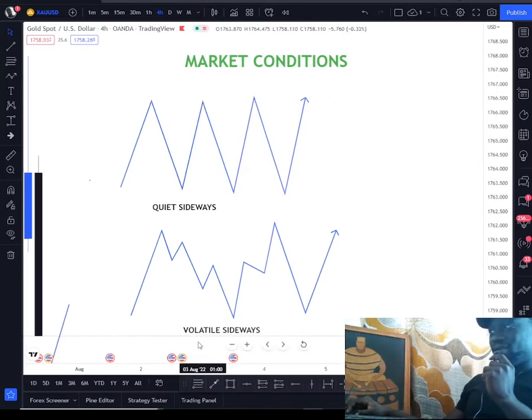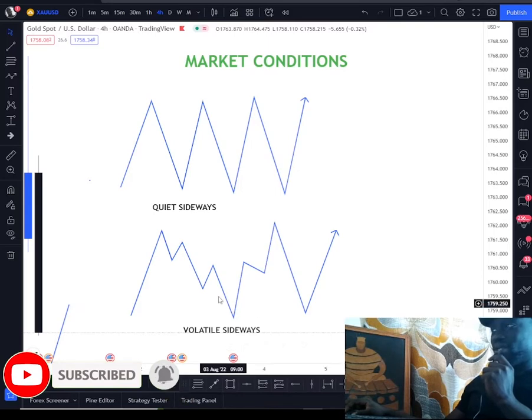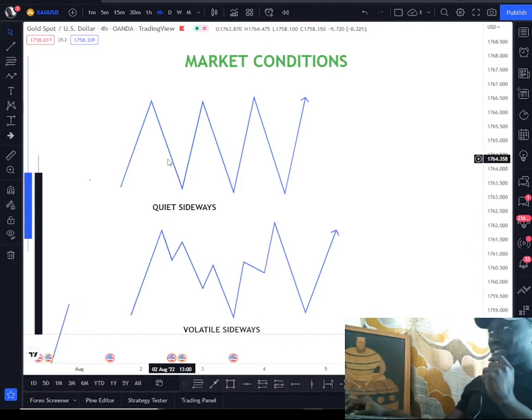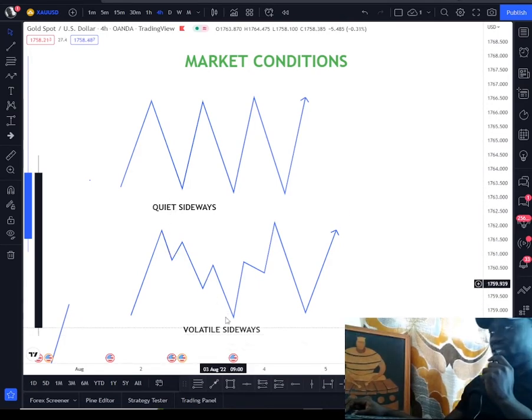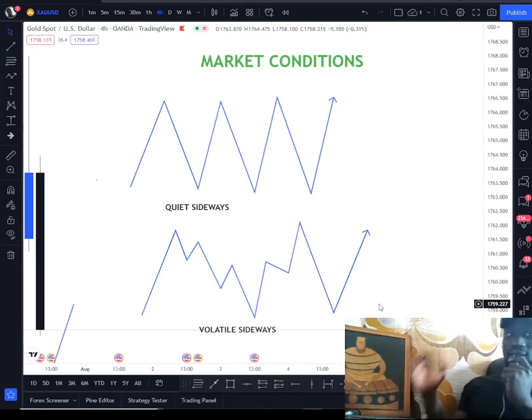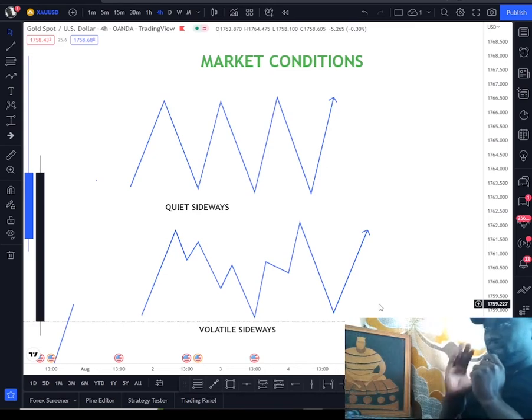But then there is the volatile sideways. The market is still moving up, down, up, down, up, down. But the only difference is that when the market is moving down, it doesn't move sharply down like that. It just behaves in a very volatile manner. You understand? So these are the 6 market conditions which affect the market, right?